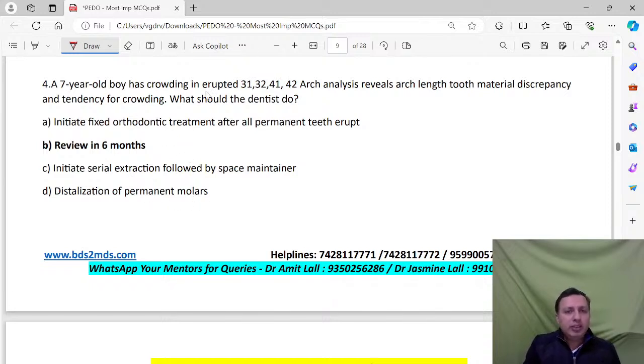See, generally in this case, we are seeing that there is crowding in the lower anterior segment, and we have checked that it's a tooth material arch length discrepancy. So we'll plan for serial extraction, but you know that serial extraction is generally done after the age of 8 years. That is why they are saying review in 6 months. So the correct answer is B, that is after 6 months.